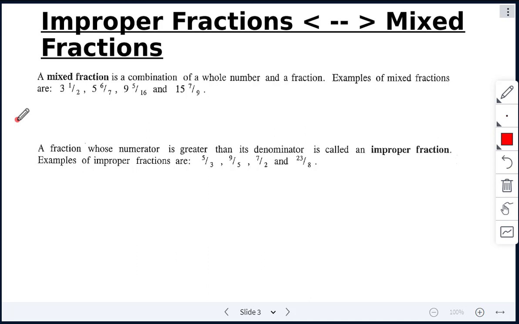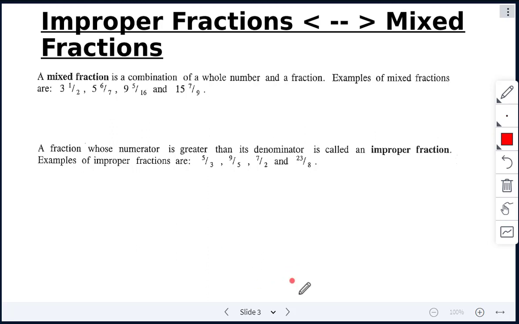And then you may have an improper fraction. An improper fraction is when the numerator is greater than the denominator. So remember, the numerator is the top number, the denominator is the bottom number. So these are some examples of improper fractions. 5 over 3, right? The numerator is greater than the denominator. 9 over 5, same situation. 7 over 2, 23 over 8. So that is called an improper fraction.